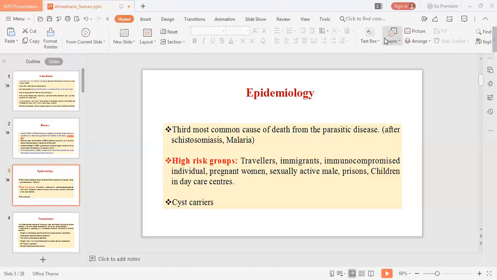And who are at risk? The travelers, immigrants from underdeveloped or developing countries, immunocompromised individuals, pregnant women, sexually active males, mostly homosexuals, then prisoners, children staying at daycare centers, and individuals who are cyst carriers.